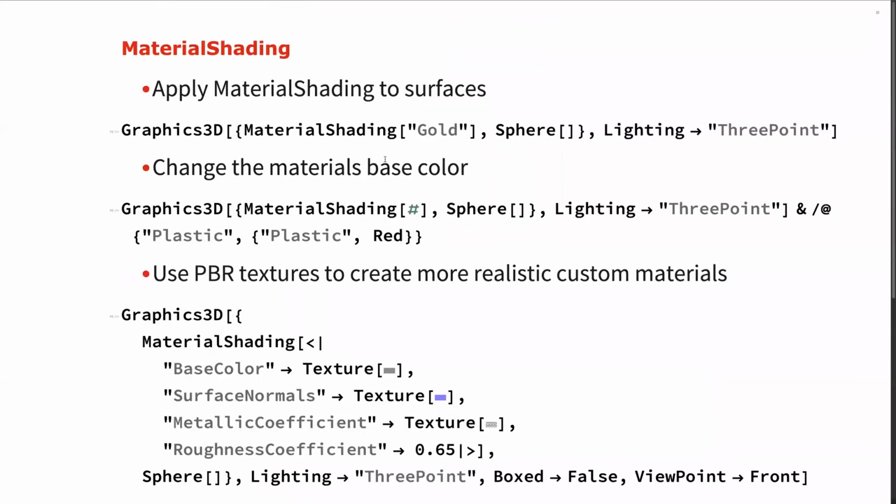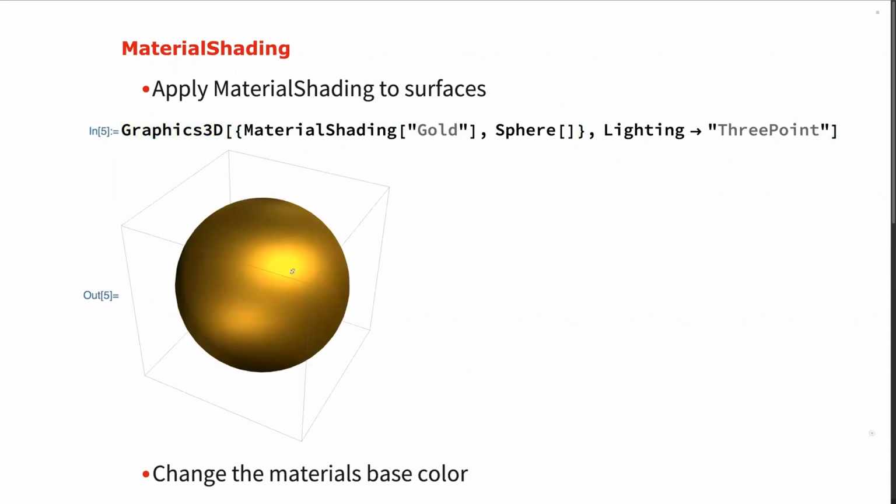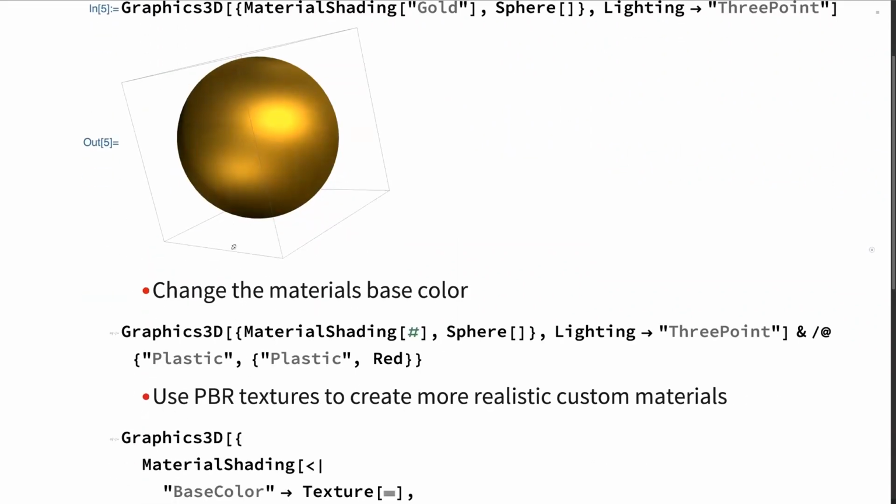To the next slide. So how do you use this in the front end? A lot like you would apply a color to a surface, you'll just say material shading, and you'll specify your surfaces after that, and they'll take on this material shading. So you can basically have a sphere that looks like it's gold.